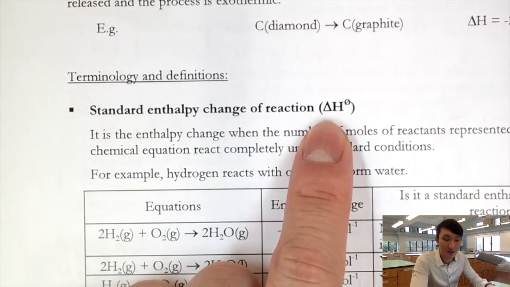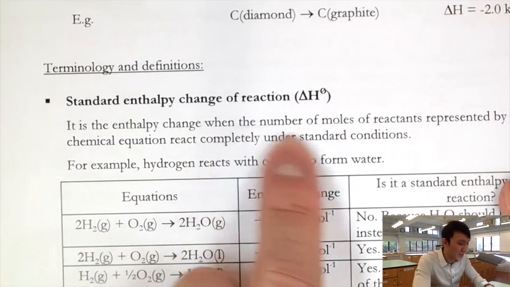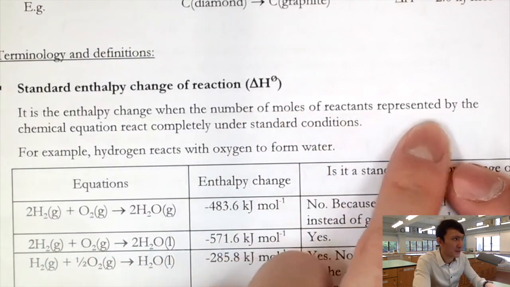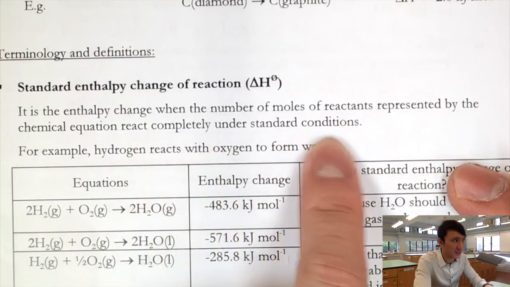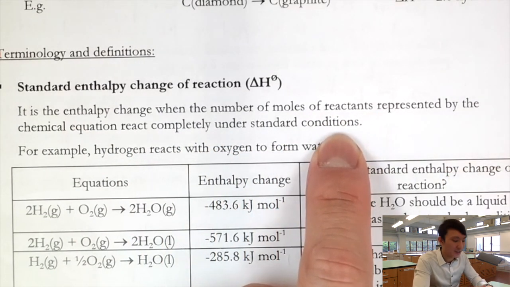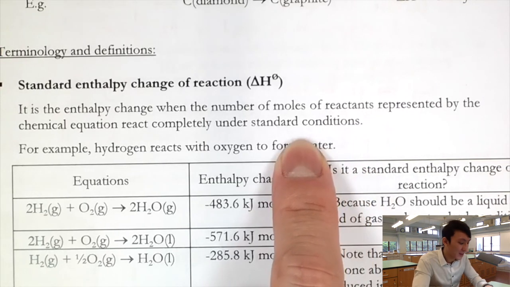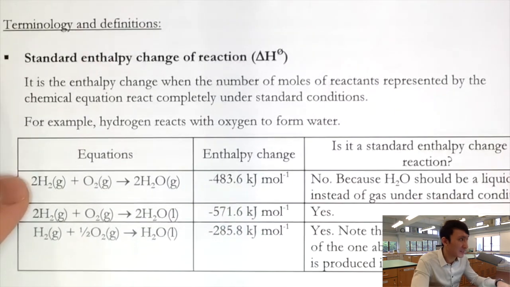So here we say that it is the enthalpy change when the number of moles of reactant represented by the equation react completely under standard conditions. Simply put, it is the enthalpy change of a reaction according to the chemical equation under standard conditions. It may not be very important, but let's have a look at these examples.